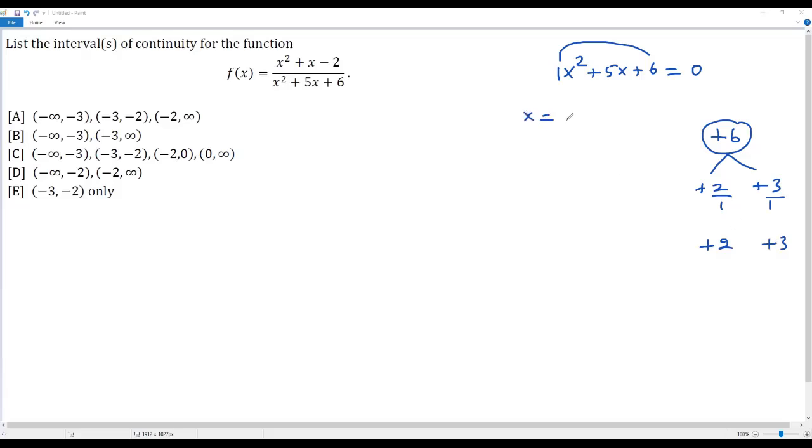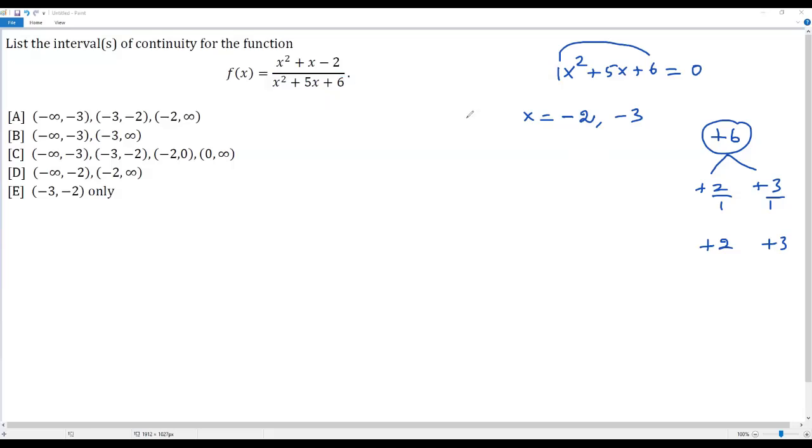Now I can get the two values of x by changing the signs of these two factors. Here the first factor is positive 2. To get the first value, I have to change this positive sign to negative. Then the first value of x is negative 2. And to get the second value of x, I have to change the sign of the second factor. Then it will become negative 3. So these two values of x, negative 2 and negative 3, will make this denominator 0.